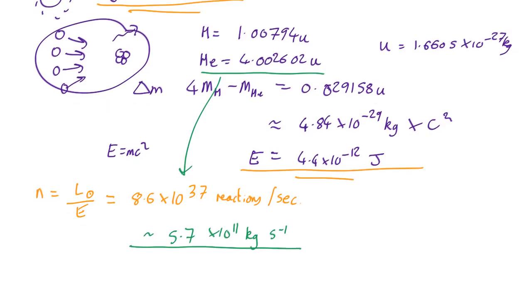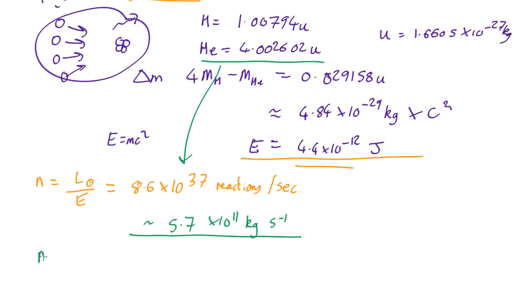But the mass of the sun is 2 by 10 to the 30 kilograms. So if you divide this into this, you get a lifespan, how long it would take to turn that mass at this rate into helium, and that comes out as about 10 to the 11 years.